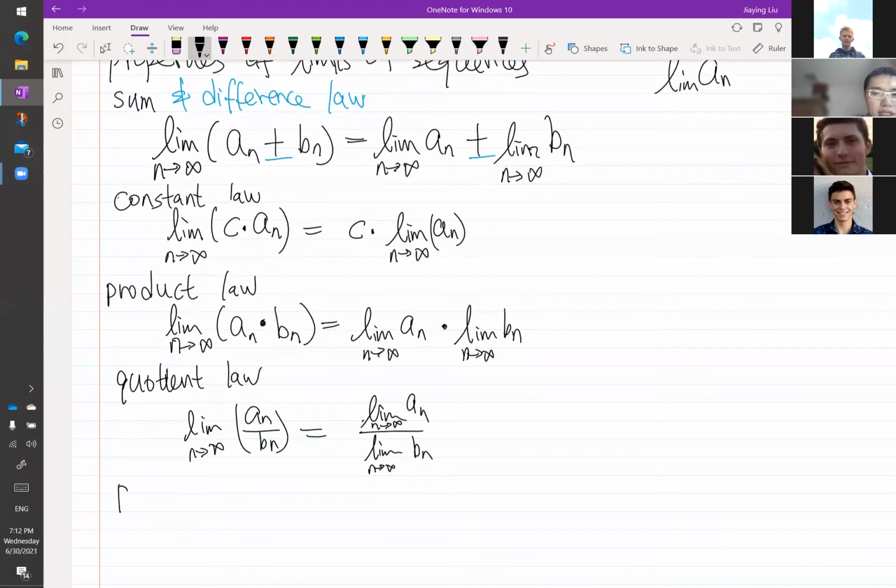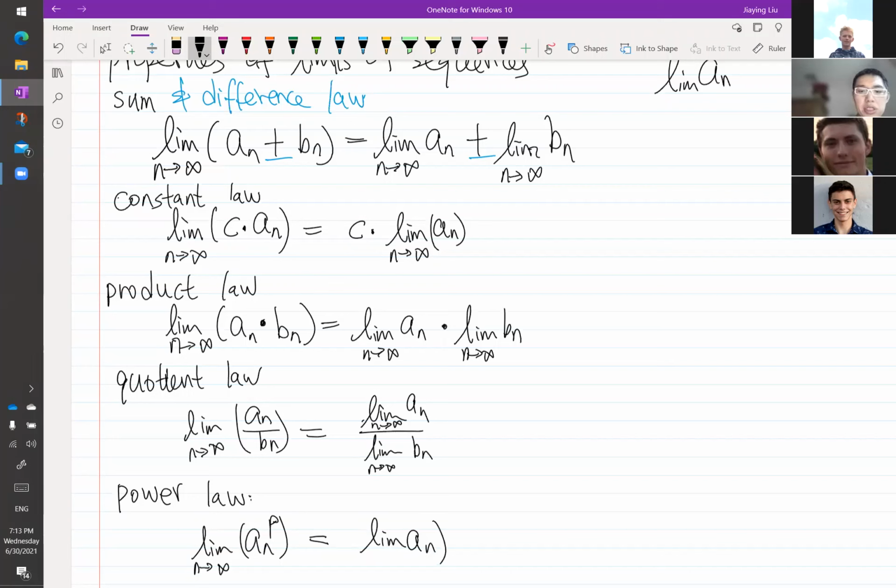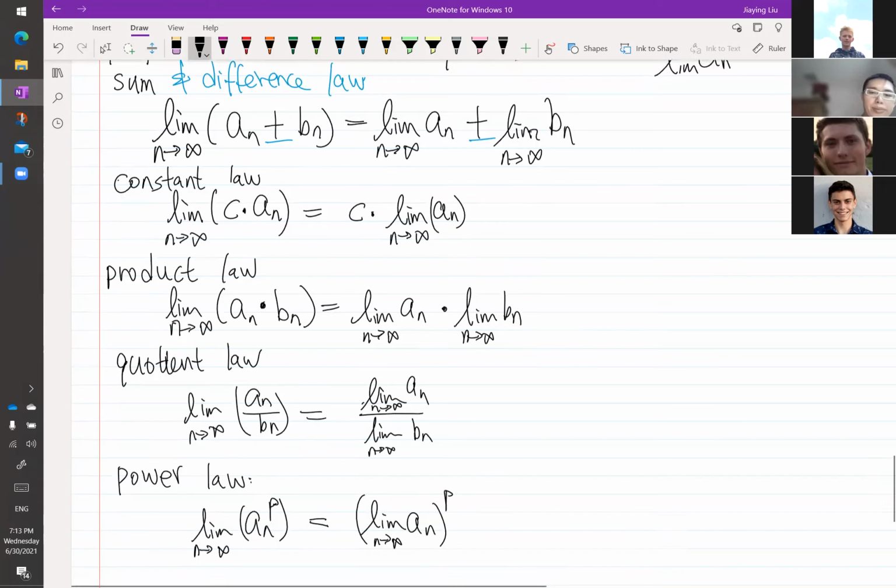Okay, and then there's the power law. If you take the limit of a_n raised to the power p as n goes to infinity, so you have a sequence a_n and each element is being raised to the constant power p, and then you want to know the limit. You're going to get the same thing if you just take the limit of the sequence first and then raise that limit to the power p.